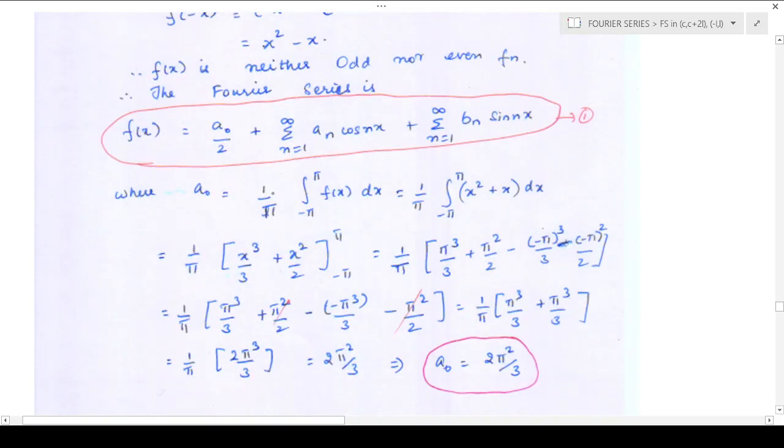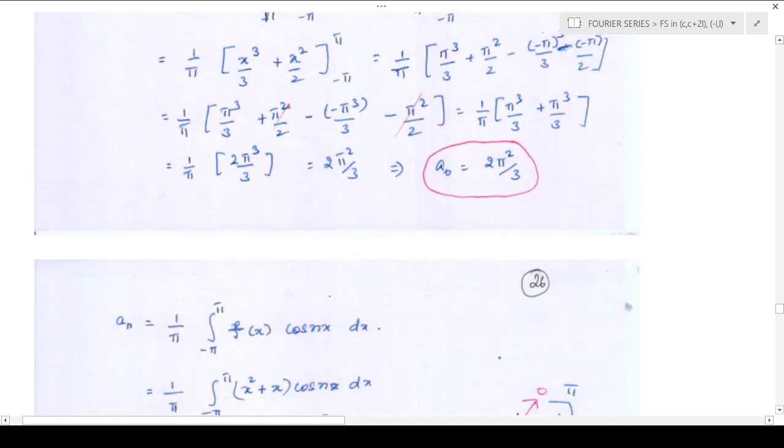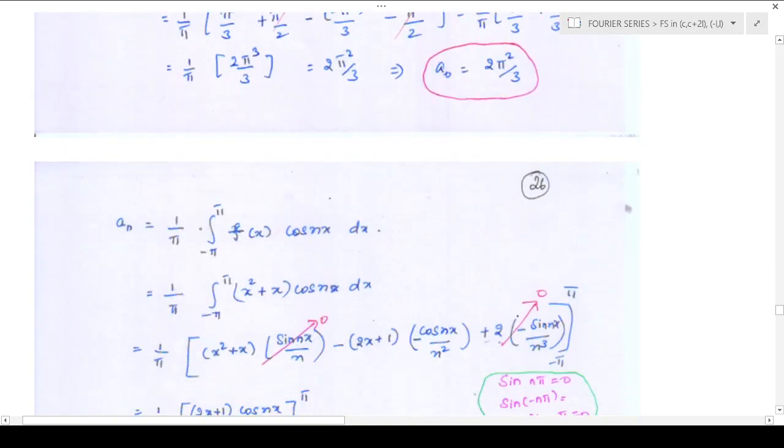a naught is 1 by pi, integral from minus pi to plus pi of f of x dx. You are integrating x square plus x, substituting upper limit minus lower limit. You are getting a naught as such. a n is 1 by pi, integral from minus pi to plus pi of f of x cos n x dx. Again u v. See, for x square you have to put 3 pairs of brackets. First here x square plus x. Here differentiate this, it is 2x plus 1. Again differentiate this, it is 2. Integrate cos n x, it is sin n x by n. Integrate sin, it is minus cos n x by n.